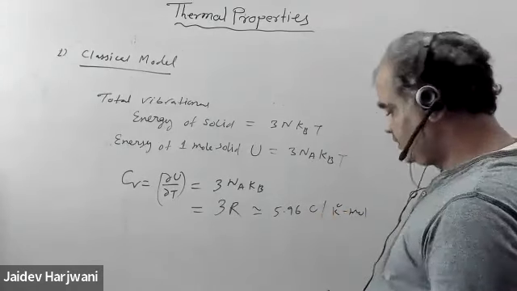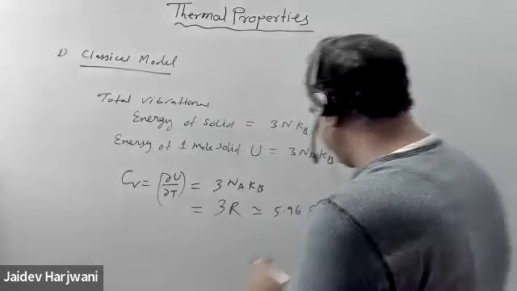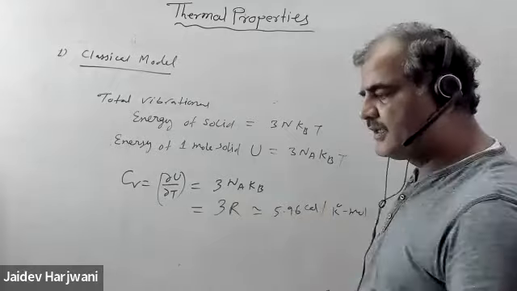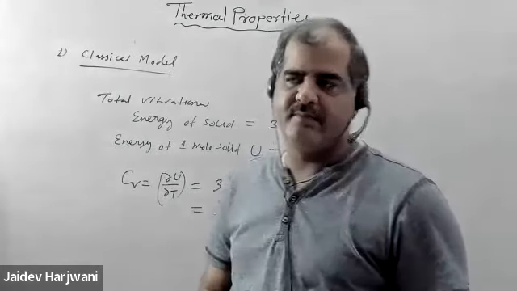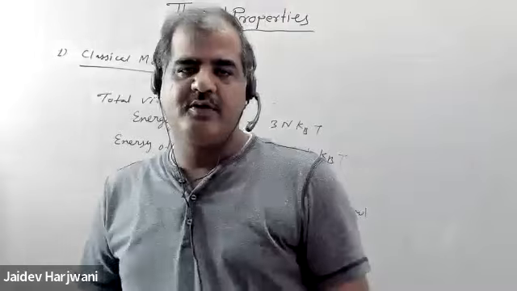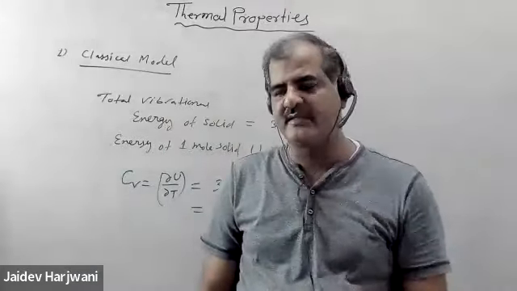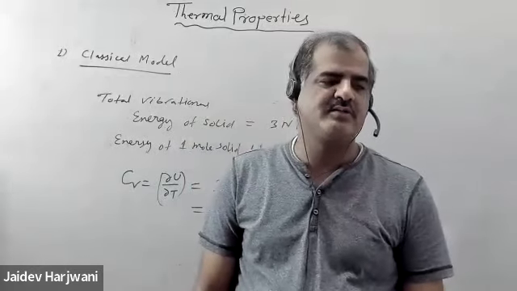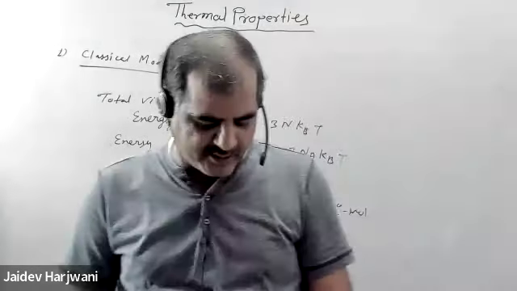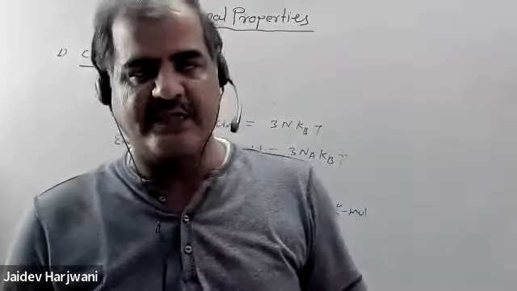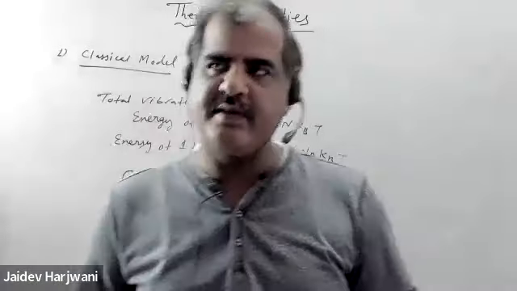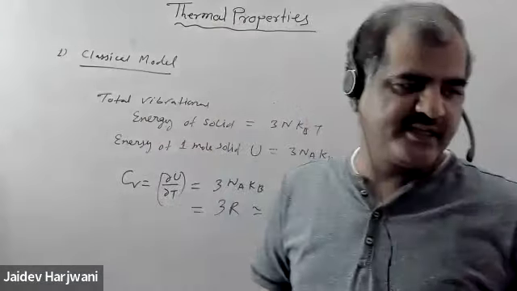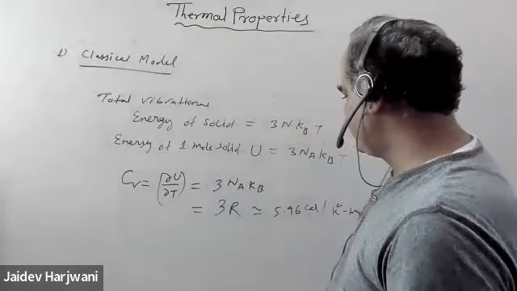So this is your specific heat. The model says that specific heat is constant, but we have seen experimentally that specific heat is constant only at high temperature. So this model is not saying anything about low temperature. It is in quite good agreement with the experimental data of specific heat at high temperature, but at low temperature this model is not able to say anything. So this was your classical model.